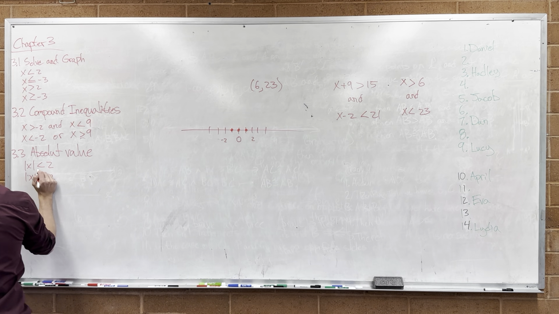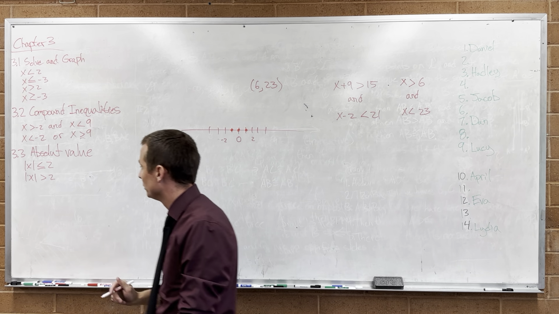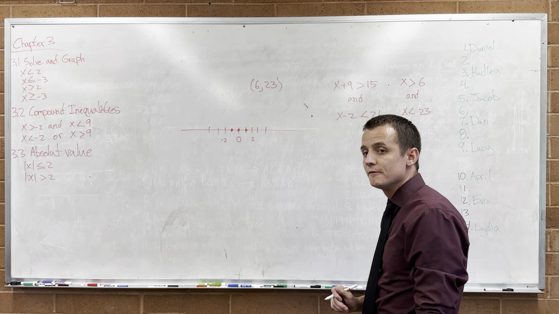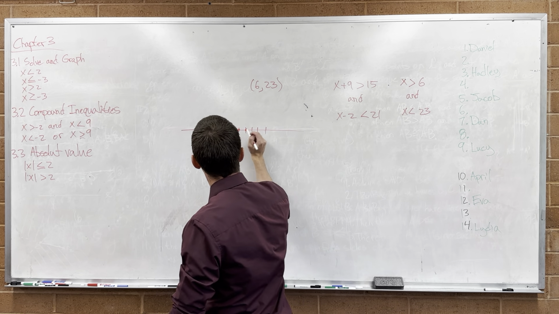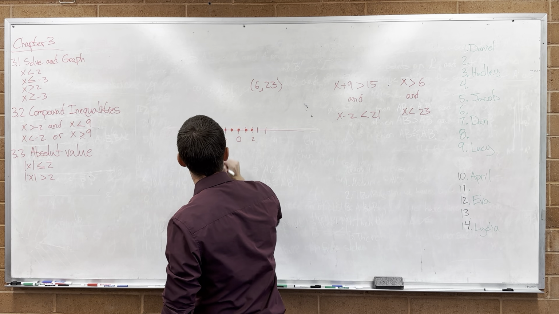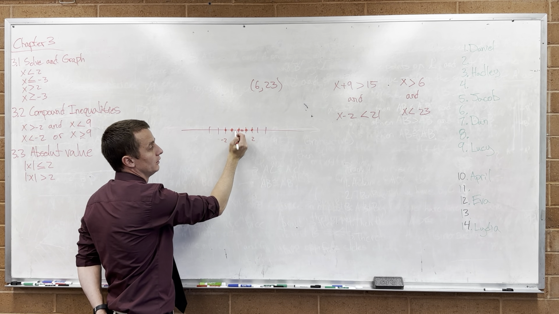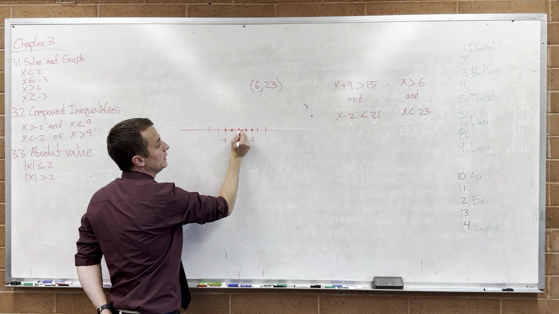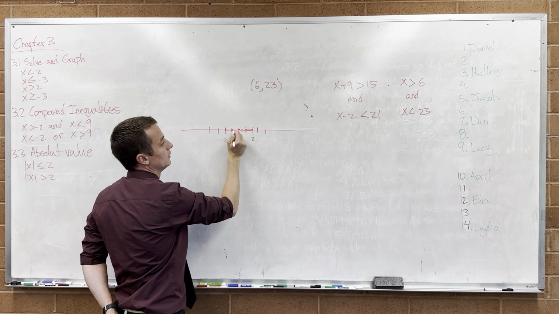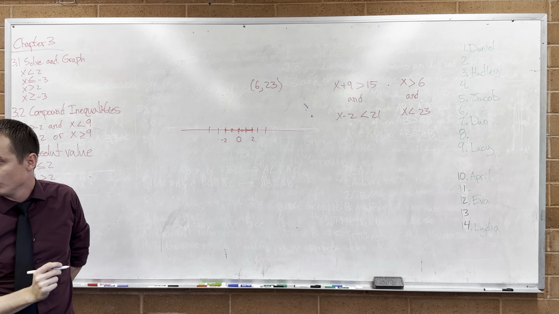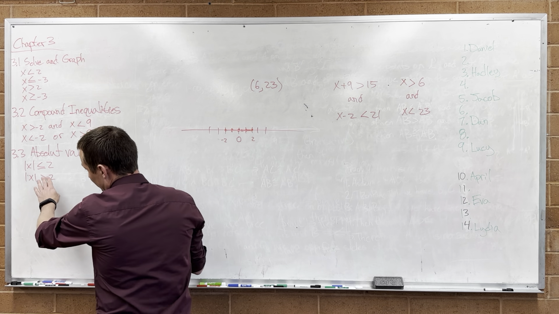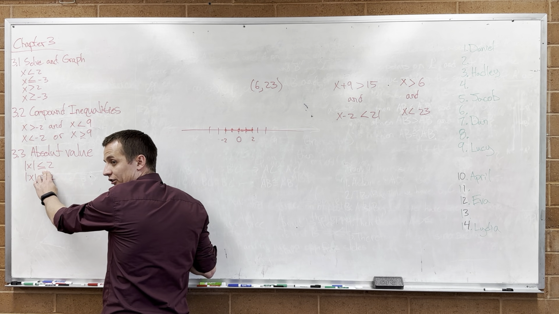Should we make it less than or equal so that we can include the 2's? We'll say less than or equal to 2. So it'd be negative 2 too. So we include 2 and negative 2, right? What about 1/2? Yes. Negative 1/2? Yes. So all the numbers in between 2 and negative 2 are our solutions. Those are all the numbers whose absolute value is less than or equal to 2.